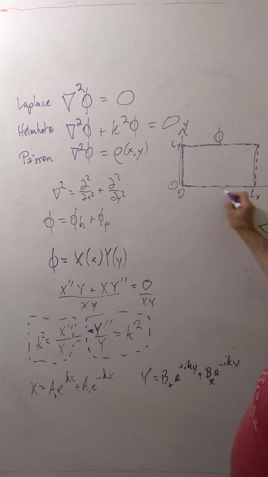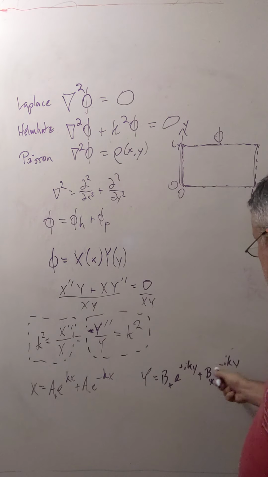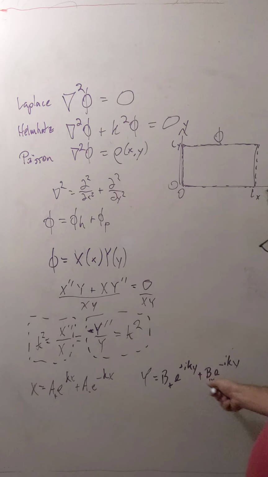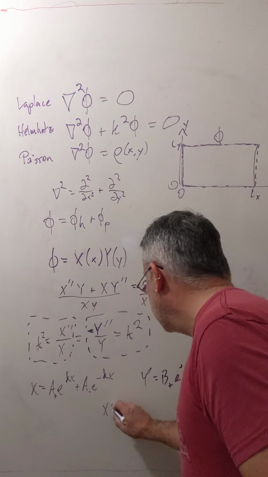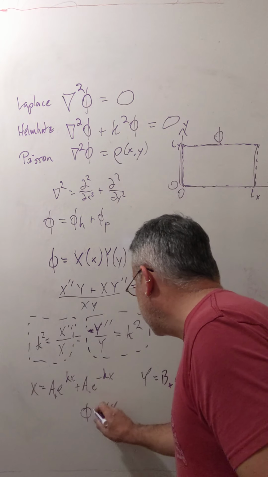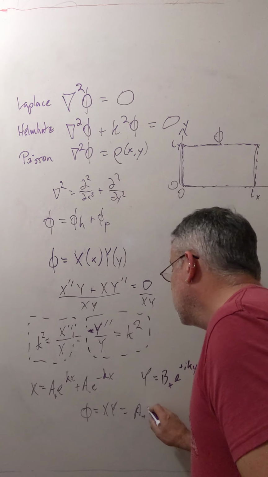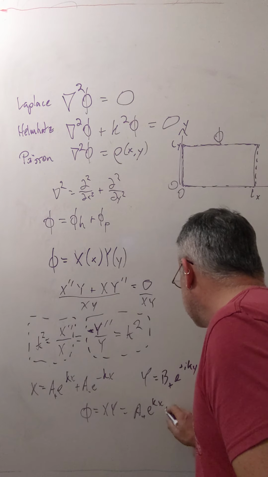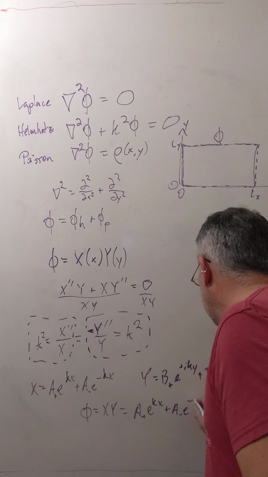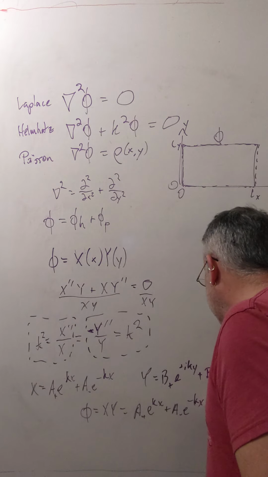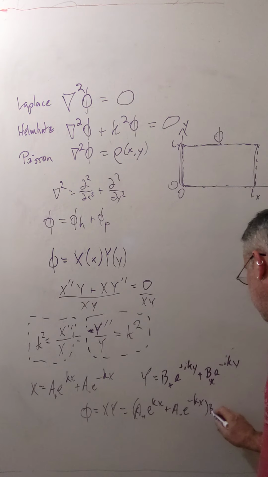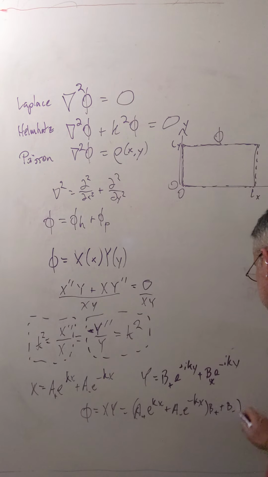So I could just evaluate all the way along here at y equals 0, which means that this goes to 1 and this goes to 1. And so my product of the two, x times y, which is my phi guess, would be just equal to a plus e to the kx plus a minus e to the minus kx, times b plus plus b minus. Okay, that doesn't look like much, but let's continue and look at this side.